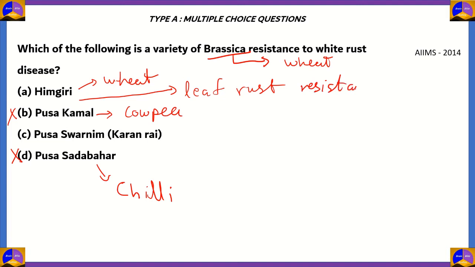The property that we're asked to find out is resistance to white rust. So therefore option A is incorrect. The right answer is option C, Pusa Swarnim. So Pusa Swarnim or Karan Rai is the variety of Brassica which shows resistance to white rust disease. Option C is the correct option for this question.